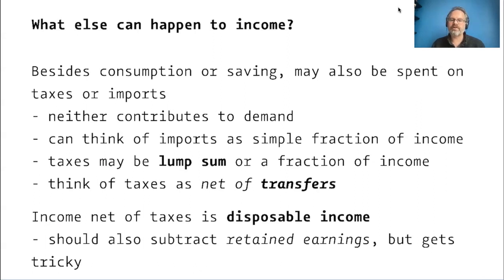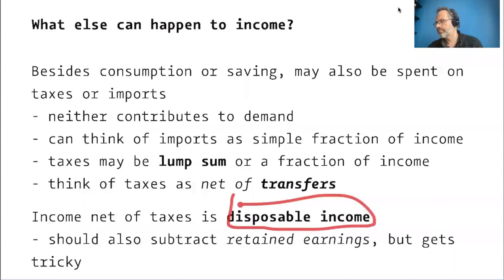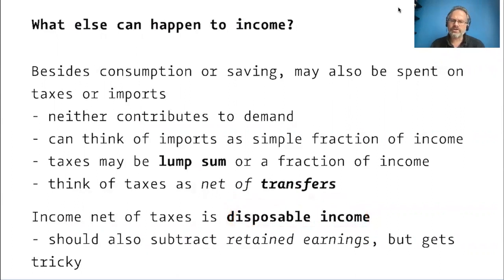So if we think of income net of taxes, the word for that is disposable income. That's the income that's actually available to the household sector to spend. Now, we really should also at this point subtract retained earnings, because again, we think of profits as being income. But profits that are not paid out to shareholders, profits that remain within the firm, are also not available to the household sector for consumption. So we really should think of disposable income as netting out taxes, less transfers, and also netting out retained earnings.